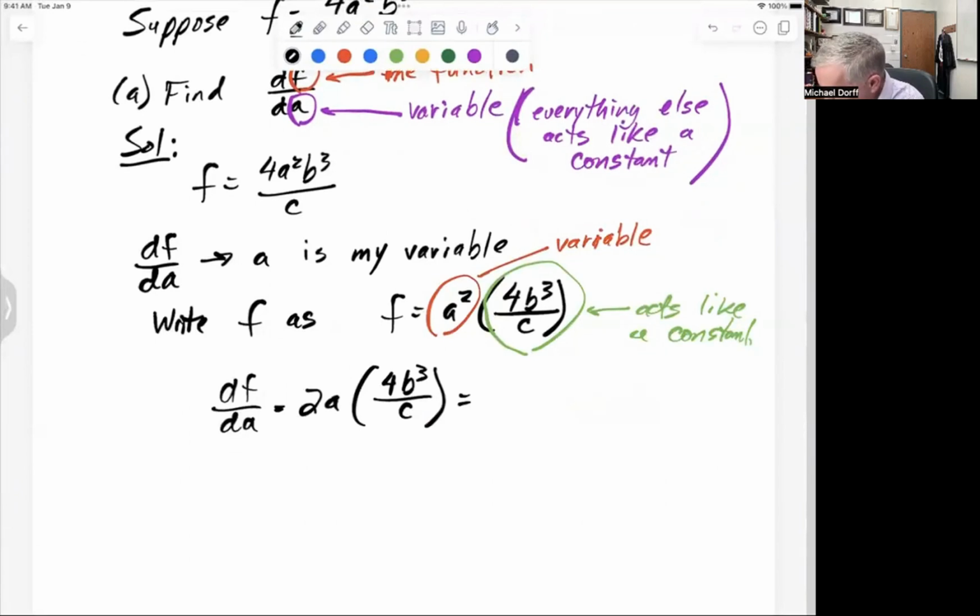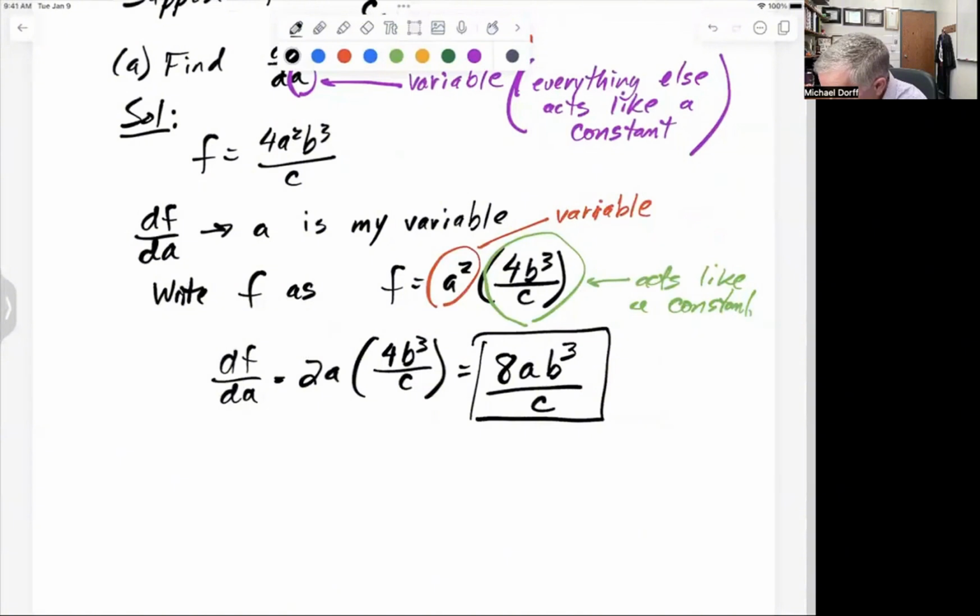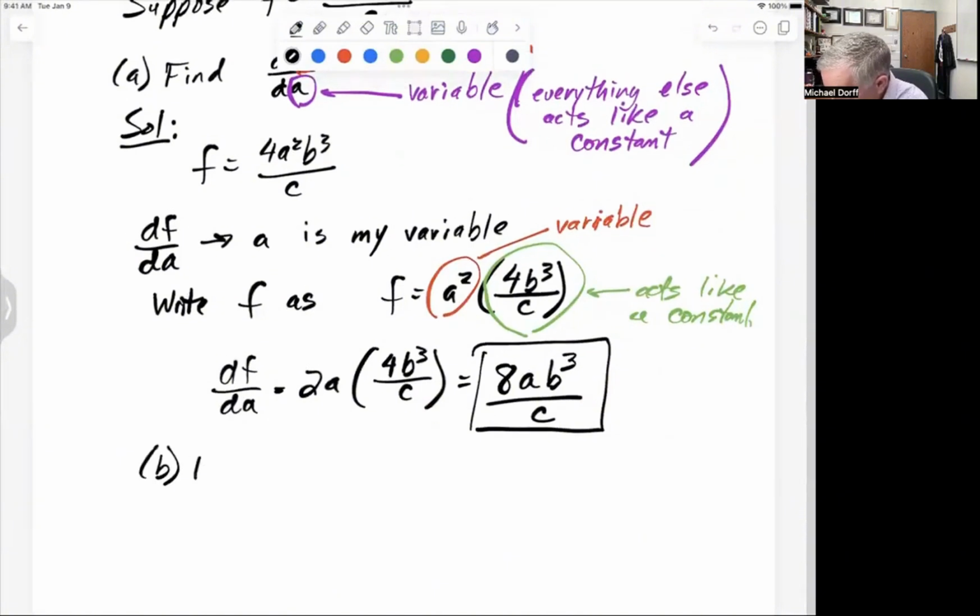Now I'm just going to rewrite that so it looks more like what we started with. So I put the numbers out front: 2 times 4, that's 8. Then I put the a on top, and I've got times b cubed, and in the denominator c. And that's my answer for df/da. We can do this for lots of different variables. So we could find df/db, all right?